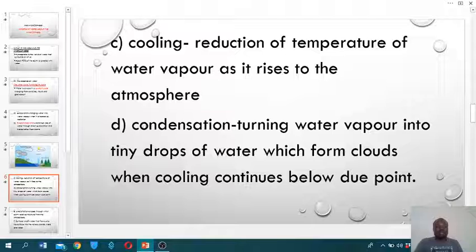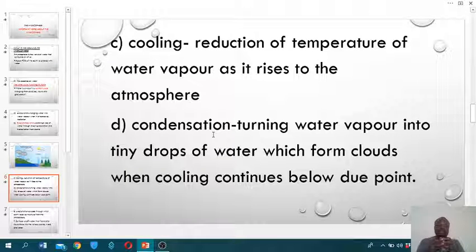Another process, D, is condensation. You must have had this word even in your physics or chemistry lessons. Condensation is turning water vapor into tiny drops of water which form clouds. When cooling continues below the dew point, the water vapor has cooled and will turn into tiny drops of water. These tiny drops of water will now come together and form clouds.